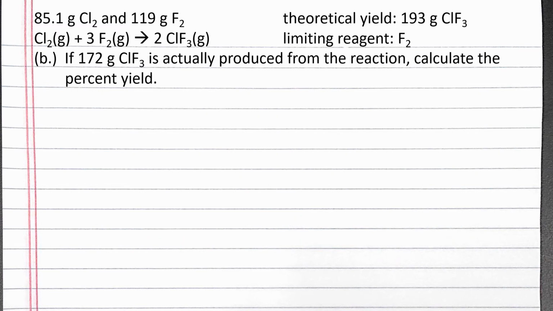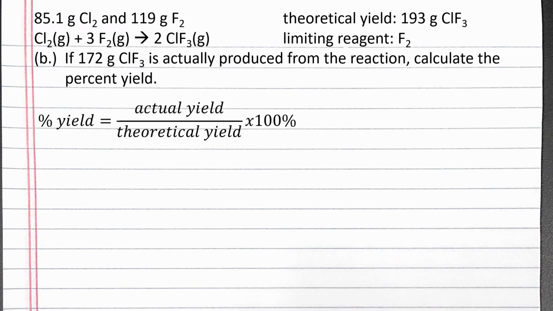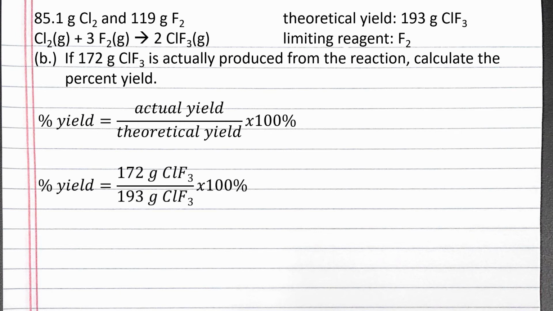Next, we want to calculate percent yield. Our equation for percent yield is actual yield divided by theoretical yield times 100%. We're told when the reaction is performed, 172 grams of ClF3 is actually produced. This is the actual yield. We calculated the theoretical yield in Part A, 193 grams of chlorine trifluoride. Completing the calculation, we get 89.1% as our percent yield.